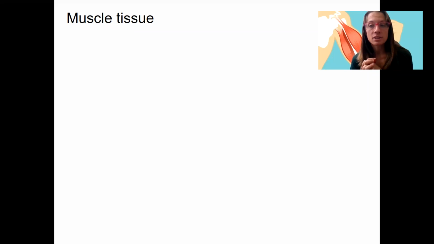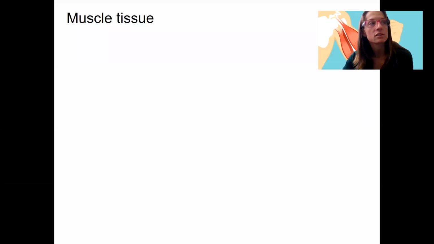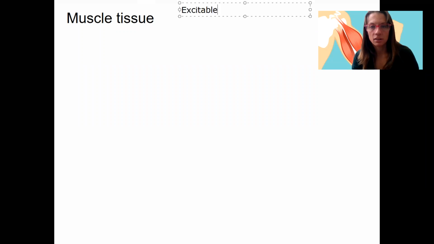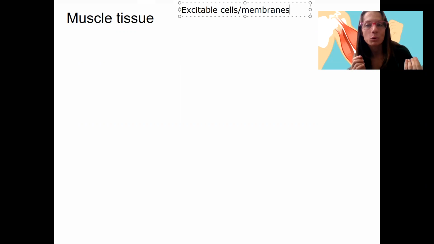So something else that is similar that goes along with that contraction is it's excitable. So remember, excitable membranes, neurons were a type of excitable cell. Muscle tissue contains excitable cells or excitable membranes, meaning what? There are voltage-gated channels. That's what that means. And this is going to be important for contraction.